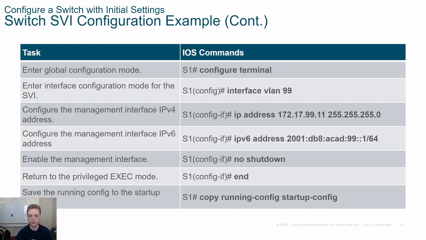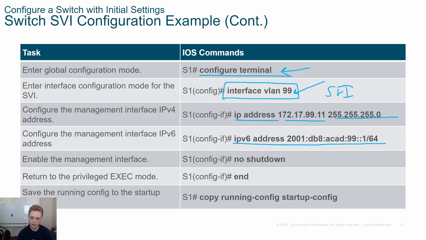So here are the commands we would use. We go into our configuration mode. We go into the interface of the VLAN, right? This is our SVI. Then we'll give it an IP address with a subnet mask, just like we would any physical interface on maybe a router. Maybe you want to give it an IPv6 address. Maybe you don't. Of course, don't forget this no shutdown command.